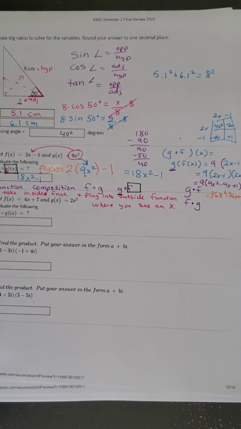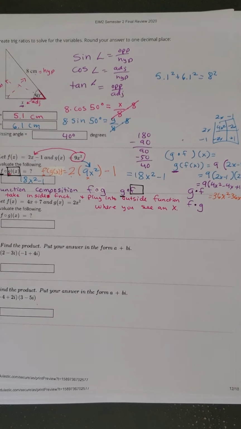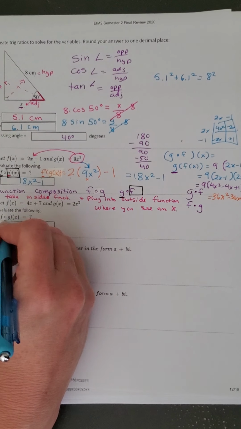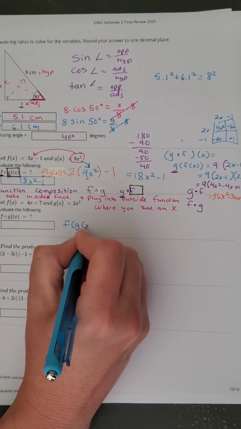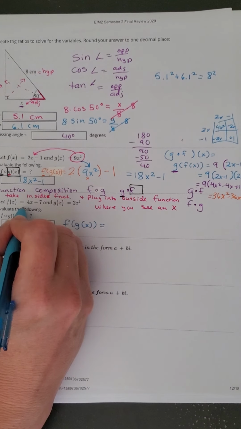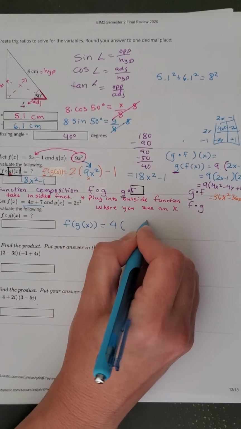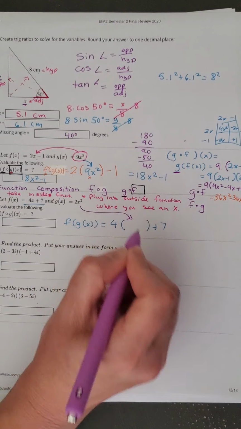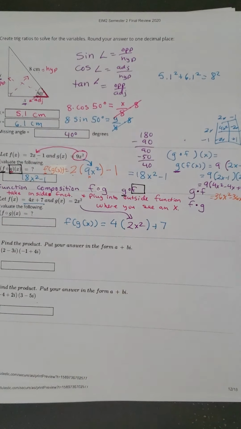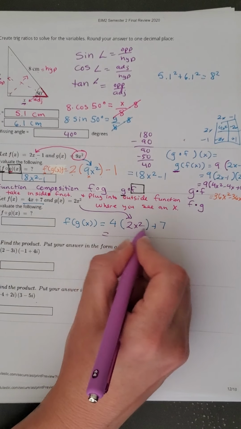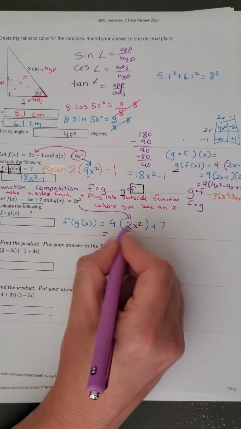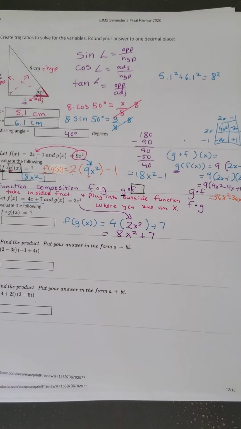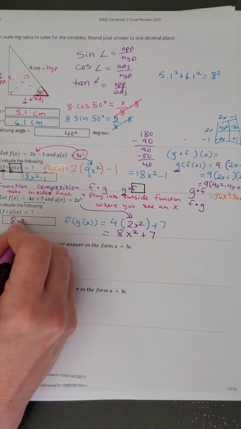Next one, we're going to do another function composition. Again, f of g of x. So we're going to take our outside function, f, and we're going to plug g into it. So I'm going to start with f, which is 4x plus 7, and I'm going to substitute in g, 2x squared. And so that would be the easier one, right? So just multiply these together. That's 8x squared plus 7. Done. So 8x squared plus 7.